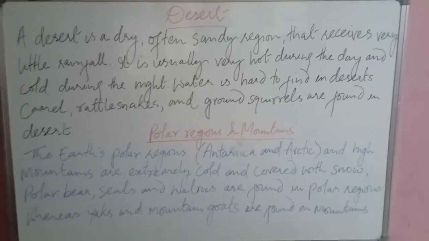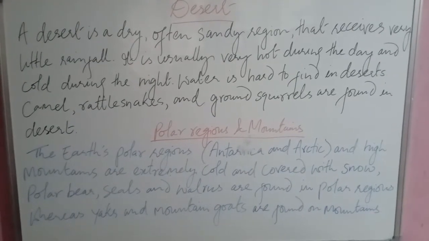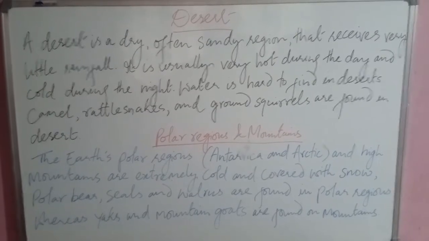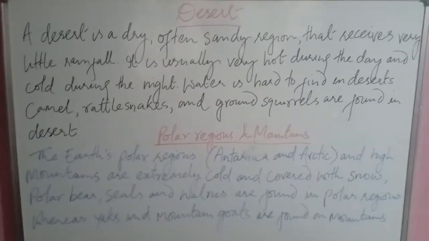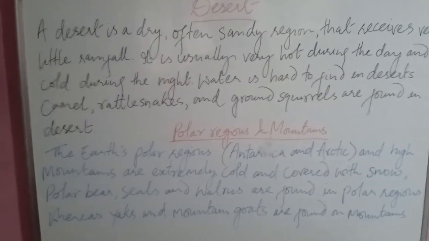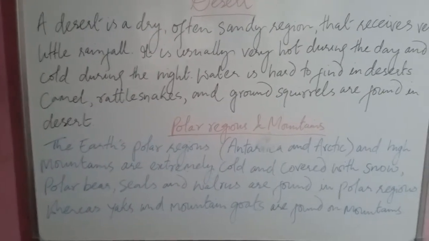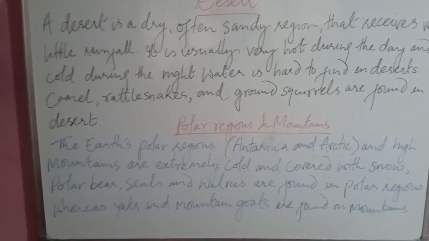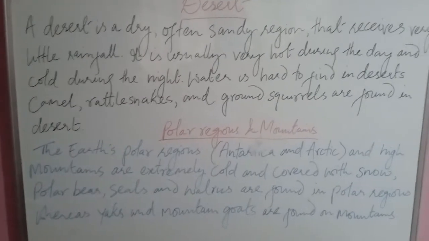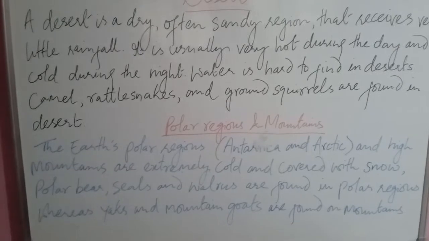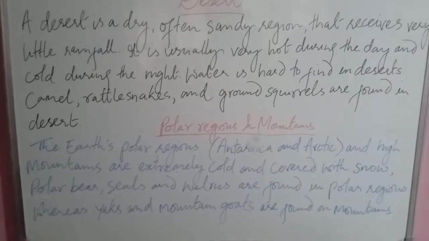After that we have the next habitat, polar regions and mountains. The earth's polar regions, Arctic and Antarctica, and high mountains are extremely cold and covered with snow. Some of the animals like polar bears, seals and walrus are found in the polar regions. Whereas yaks and mountain goats are found in the mountains. So yaks and goats are some of the animals which can be found in mountain areas.